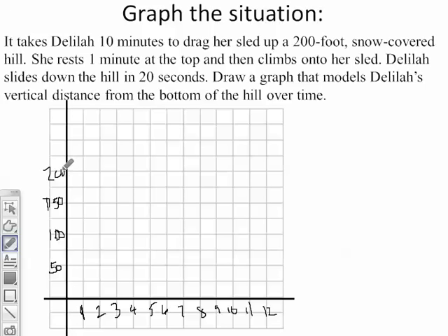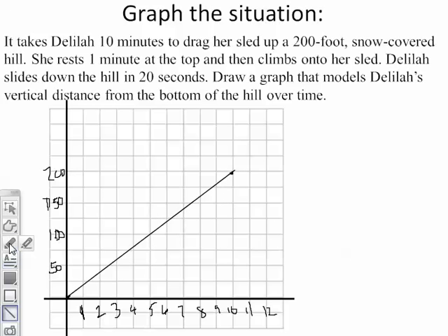Okay? So she takes 10 minutes. So she starts at 0, and there's 0, 0 is where she started right there. And she's going to go to 10 minutes, and she's going to go all the way up to this 200-foot hill. That's right there. Okay, I found some points. What do I do with those 2 points? Well, she drags it up there. Oh, let's drag a little line there. That's the way it would look.